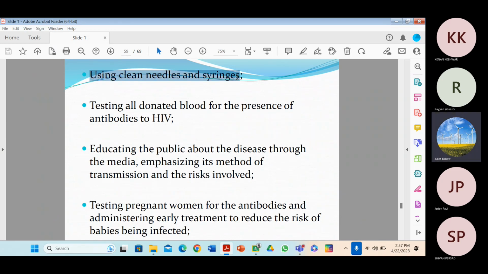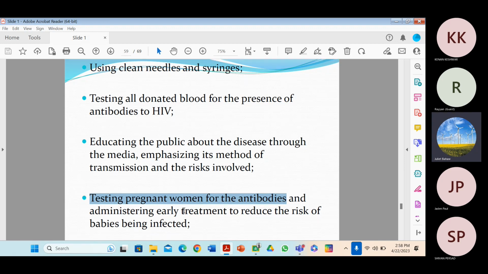Use clean needles and syringes. Test all donated blood. Educate the public. There are still people who don't know about this disease at all. And then testing pregnant women for antibodies. If someone is pregnant, you test them early to see if they have HIV. And if they have HIV, you have to give them the antiviral drugs so that it will reduce the risk of the baby being infected.